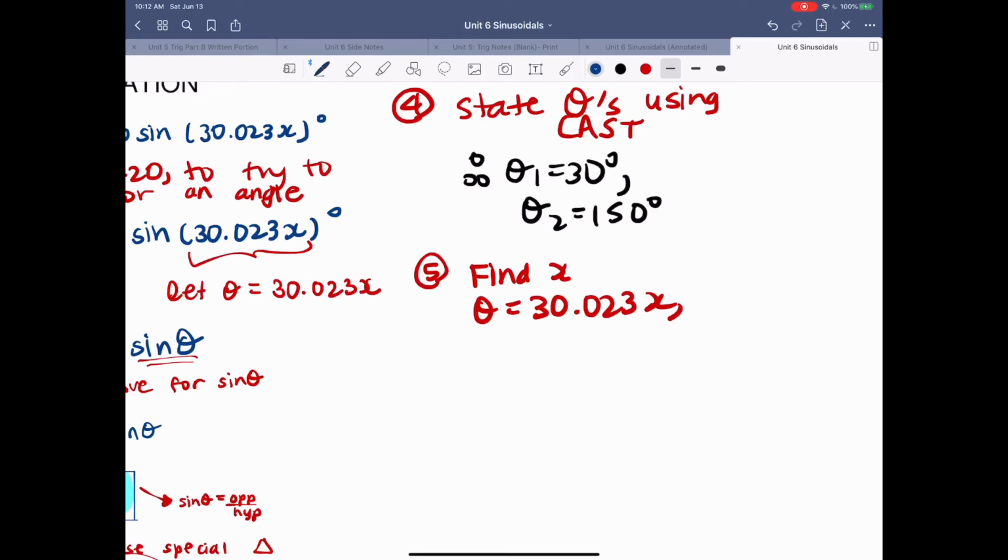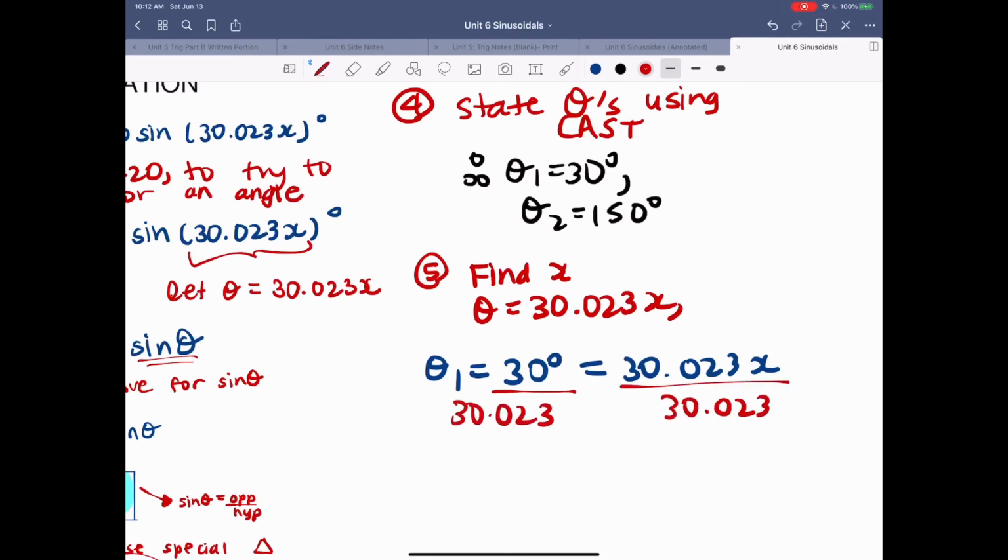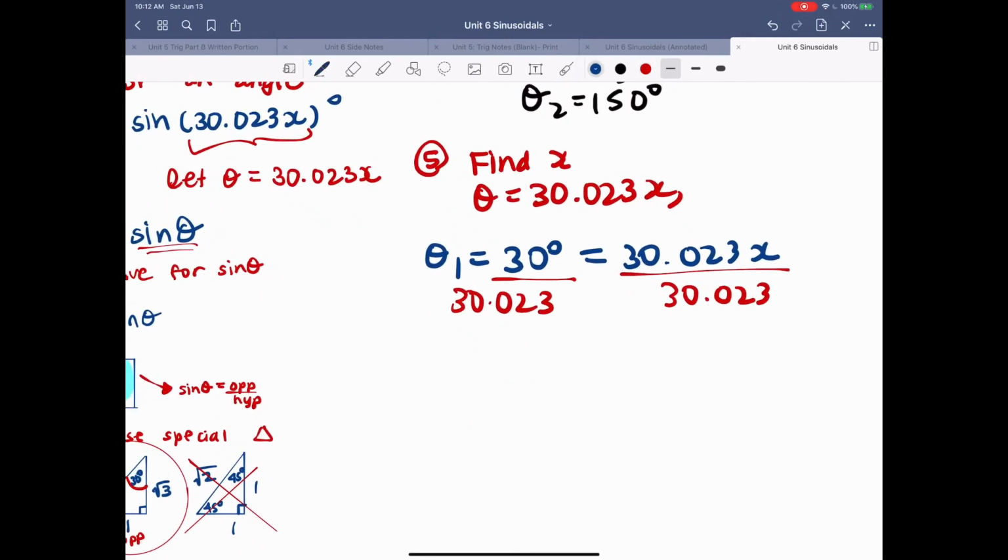And like I said before, theta 1 is equal to, you have 30 degrees is equal to 30.023x. You're going to divide both sides by 30.023. And you're noticing that that's basically 30 degrees if you round, and you commonly round the degrees into the whole number anyways. And so you can say that the first angle is 1 degree. Are you done? You're not done yet because you have to deal with the second one.